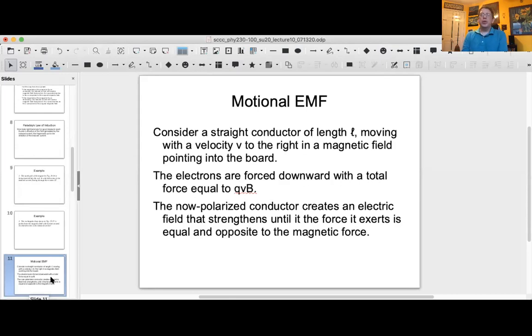So now we're going to go to a phenomenon called motional EMF. Basically what we have here is a conductor with a length L that's moving in the presence of a magnetic field. So what is going to happen to that conductor? Let's visualize this.